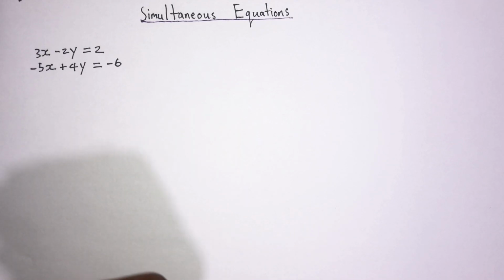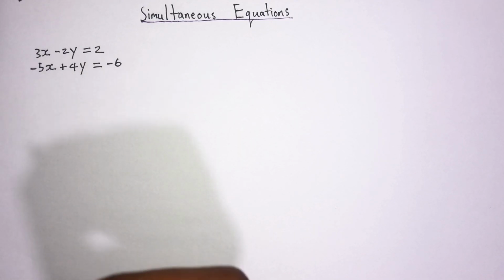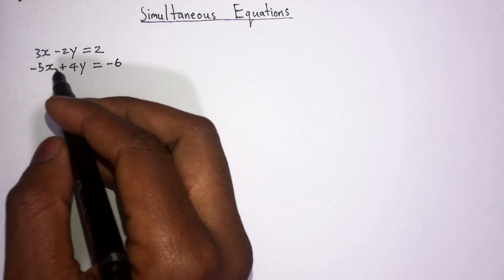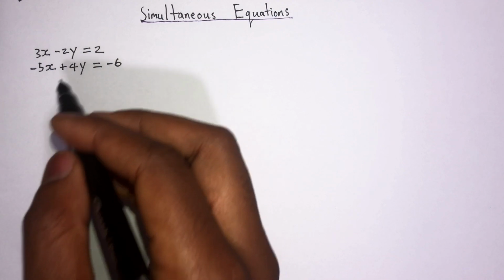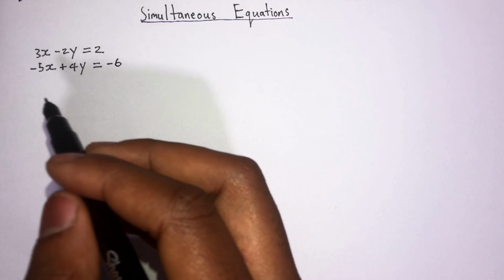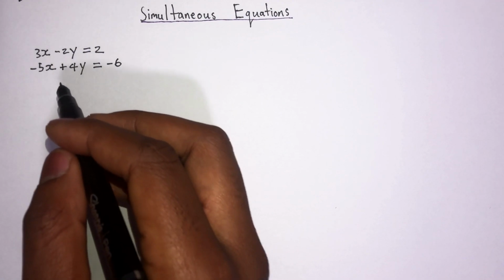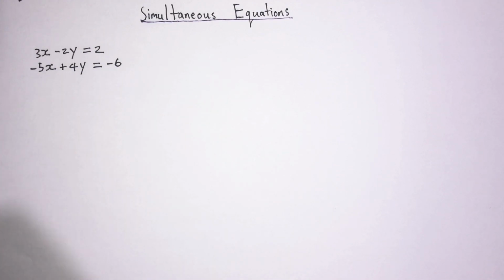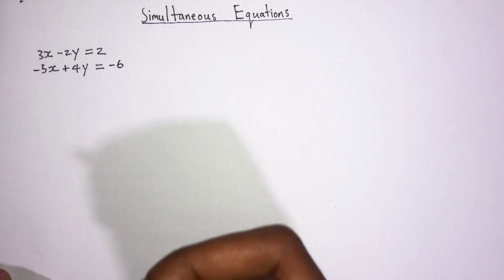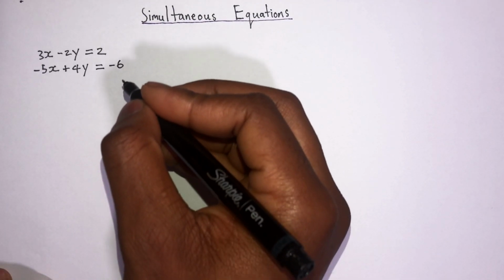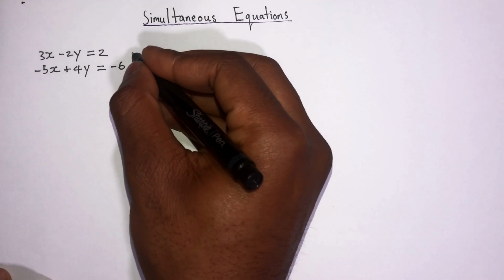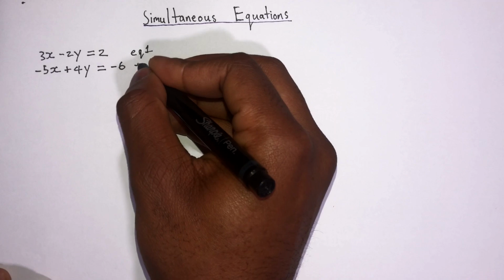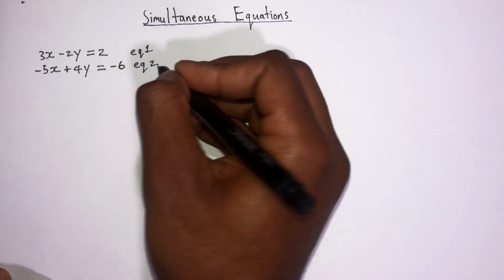Let's solve the following using the substitution method. So here we have 3x minus 2y equals 2, and negative 5x plus 4y equals negative 6. First, we're going to label our equations. So this is equation 1, and this is our equation 2.